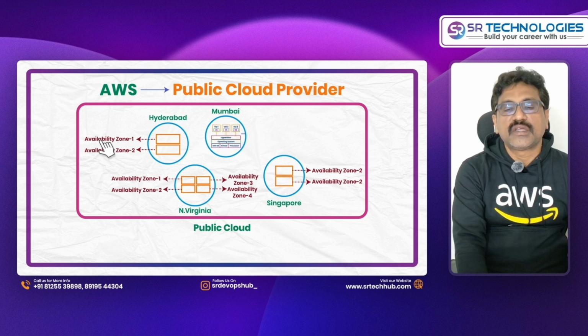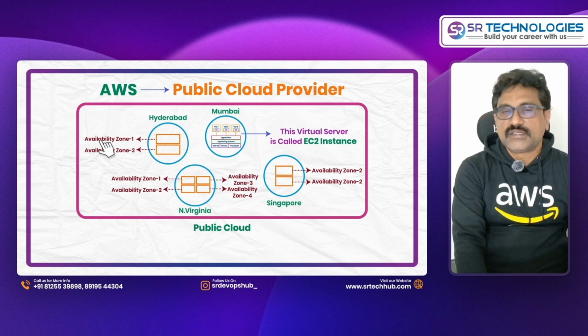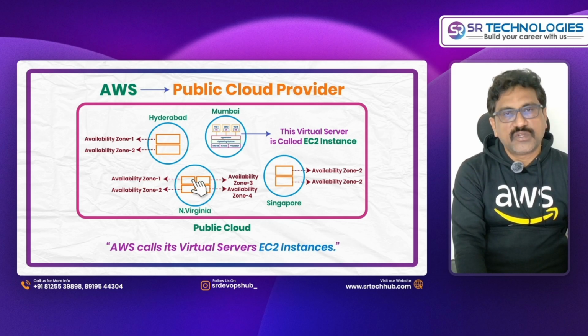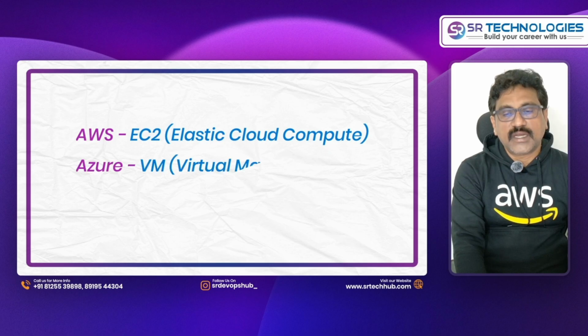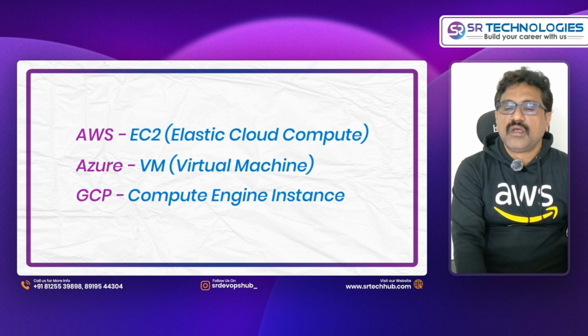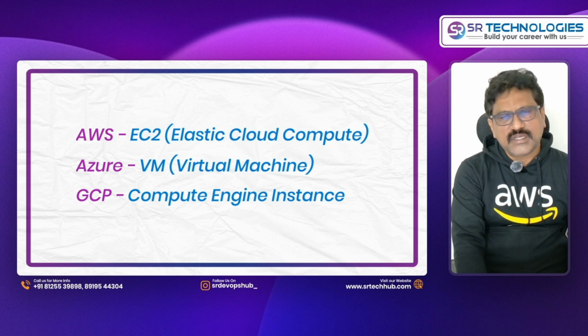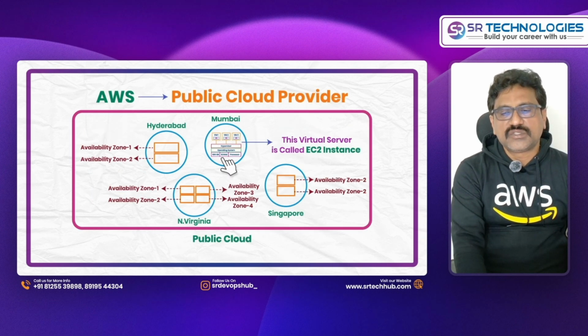That virtual server is called an EC2 instance. EC2 instance is a virtual server, but we will call a virtual server in AWS an EC2 instance. That name is EC2 instance. That's it. If you go to Azure Cloud, that name is VM, which means virtual machine. If you go to GCP, it is Compute Engine instance. The name will be different, but that is the virtual server. In your data center, you will call it a virtual server. Fine. So this is the EC2 instance.